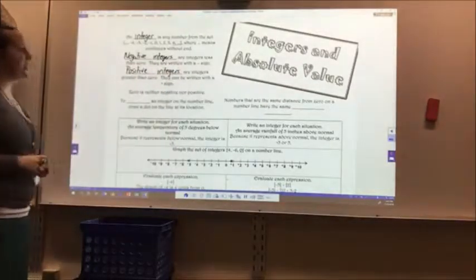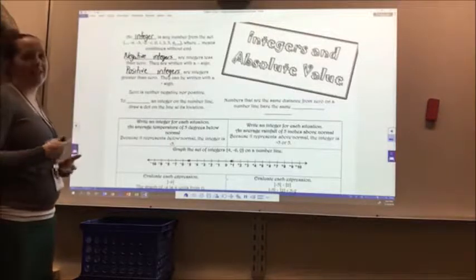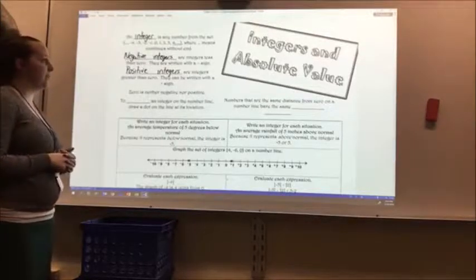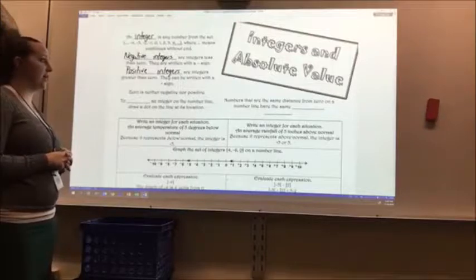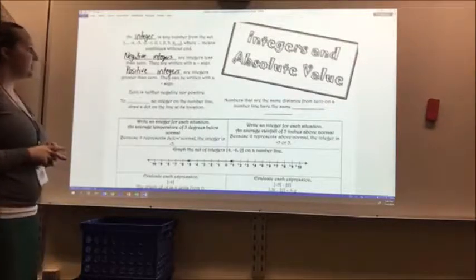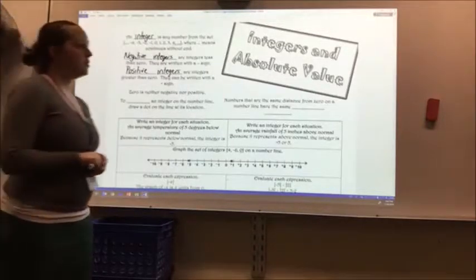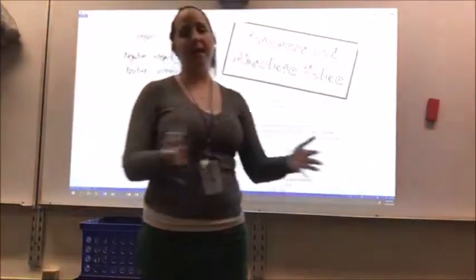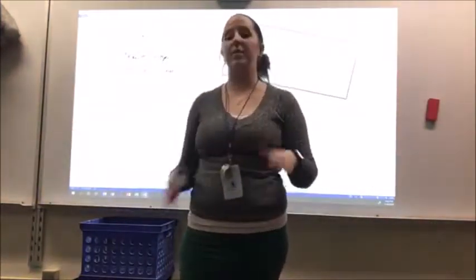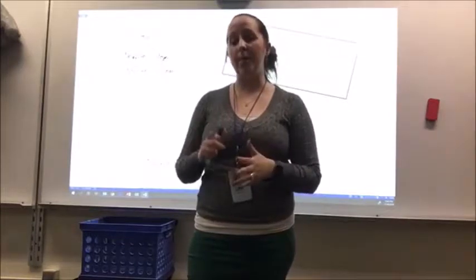So an integer is any number from the set where that means continues without end. Negative integers are integers that are less than 0. They are written with a negative sign. Positive integers are integers greater than 0. They can be written with a plus sign. 0 is neither negative nor positive. So when you're looking at a number line, you have all the negative numbers and then all the positive numbers and then 0 is right in the center. 0 is not negative or positive.